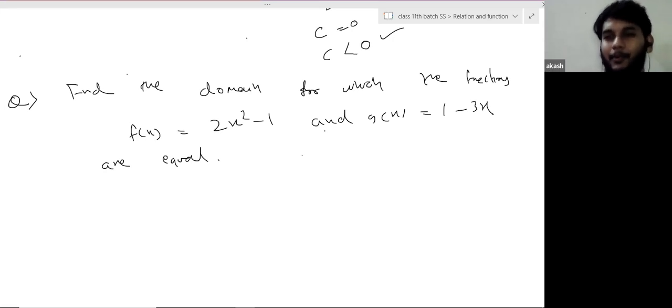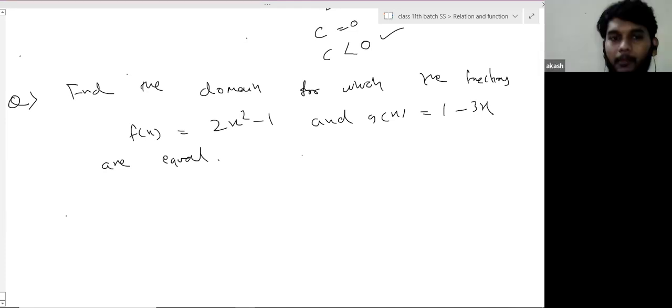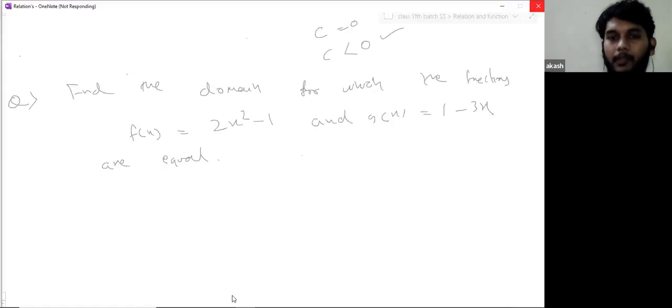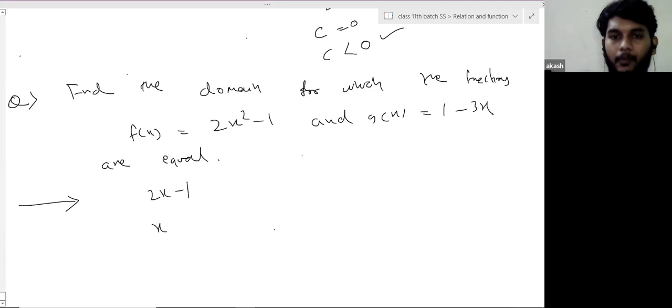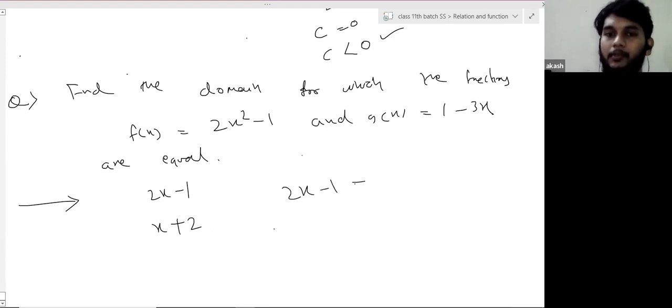The thinking is absolutely right, but not the process, because how many values can you check? If you remember the previous class, if you have 2x minus 1 and x plus 2, and you had to find the common values here, what did you do? You put them equal: 2x minus 1 equals x plus 2, and you wrote x equals 3. For x equals 3, this and this are equal, right?